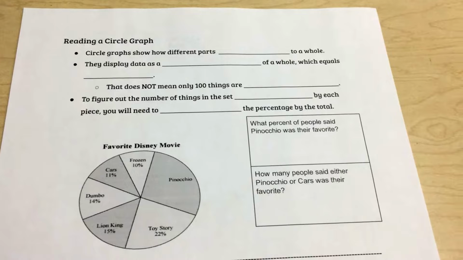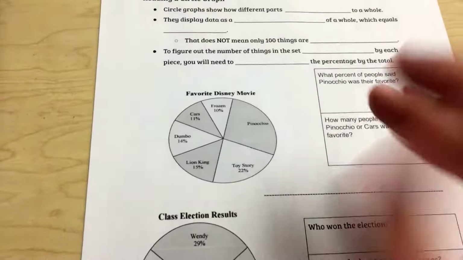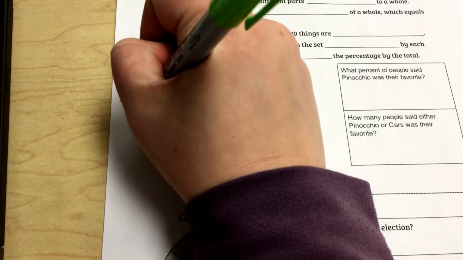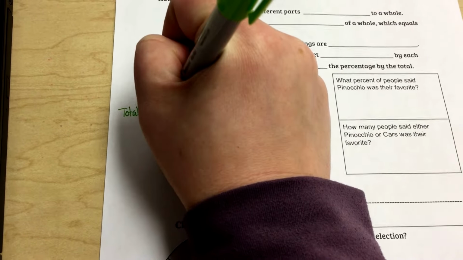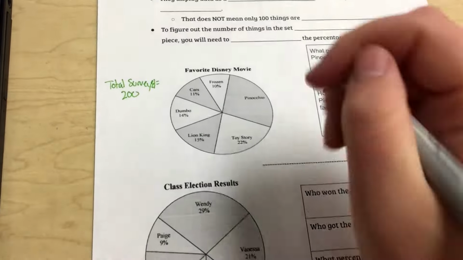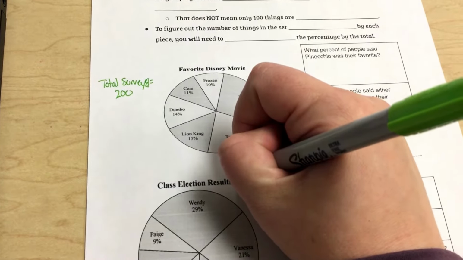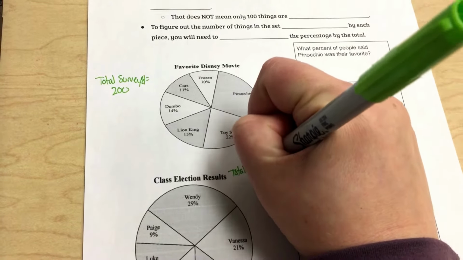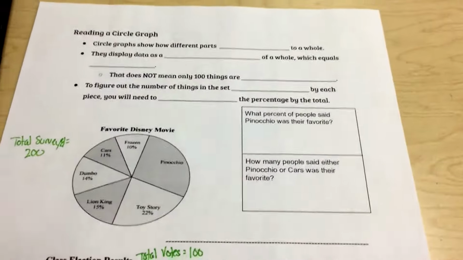Before you do anything, I need to add something I totally forgot. Over here next to where it says the Disney movies, we're going to write total surveyed equals 200. And down here by class election results, we're going to put total votes equals 100. Okay, and I'll tell you why I did that.